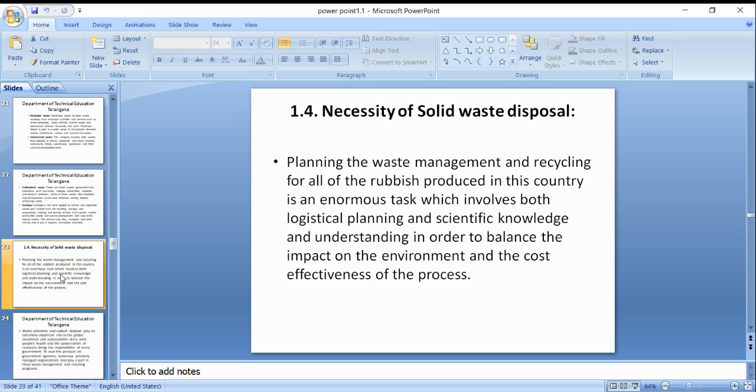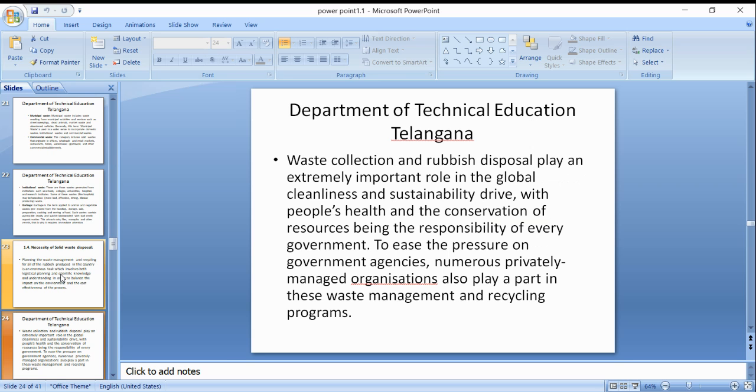Solid waste disposal. Planning the solid waste management and recycling of all rubbish produced in the country is an enormous task which involves both planning and scientific knowledge. Planning the waste management at present, and recycling, is also important. In the country, it becomes a big task. To balance the impact on the environment, cost effectiveness should also be considered, so it should be done in a controlled way.